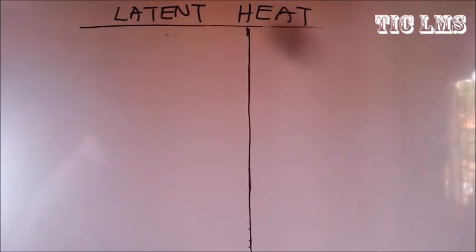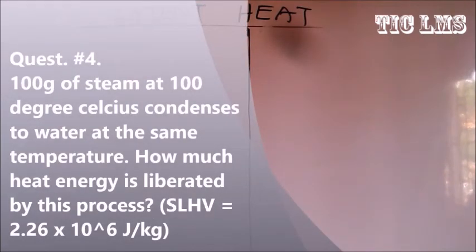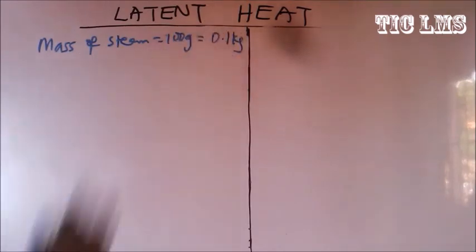Alright, so let's take this next question. It says 100 grams of steam at 100 degrees Celsius condenses to water at the same temperature. How much heat energy is liberated by this process? So in this question, we're told that 100 grams of steam, so the mass of the steam is 100 grams, which is the same thing as 0.1 kilogram. It condenses into water at the same temperature. That means no temperature change, but there's a change in state.